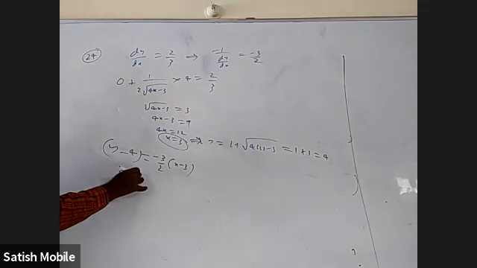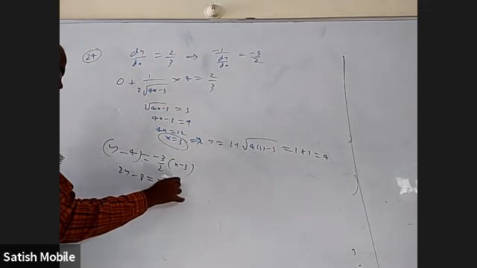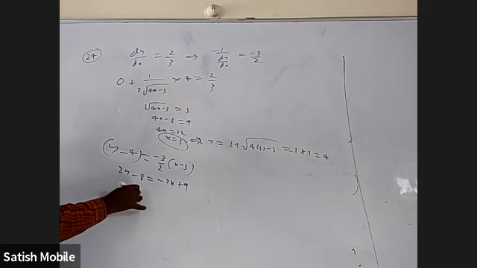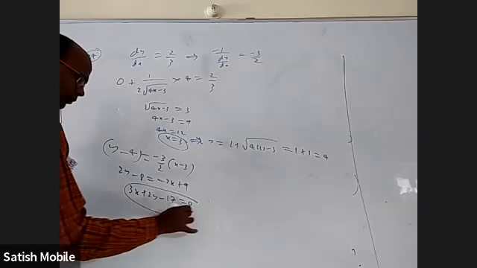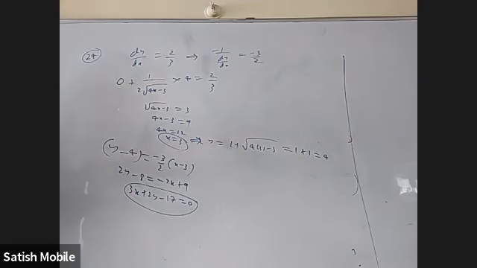2y minus 8 equal to minus 3x plus 9, so 3x plus 2y minus 17 equal to 0. Now you have to substitute the options, because they asked which of the following points lies on the normal at this point. So you have to take each option and substitute it. You cannot do this question by the objective method. All this work has to be done, and you take each option and substitute here.